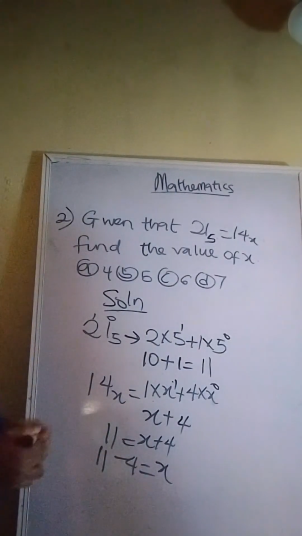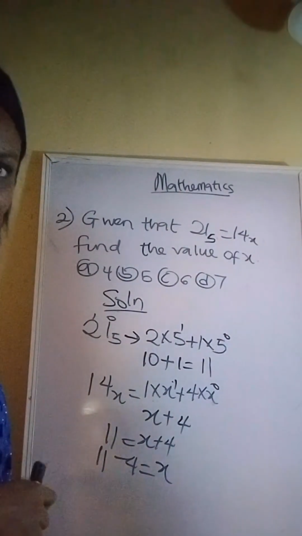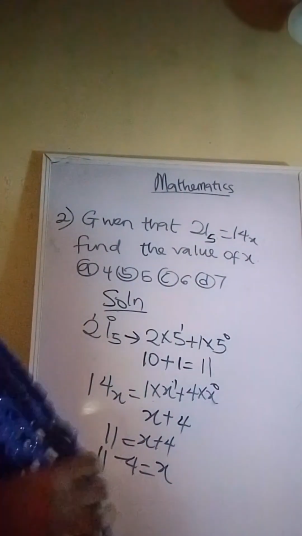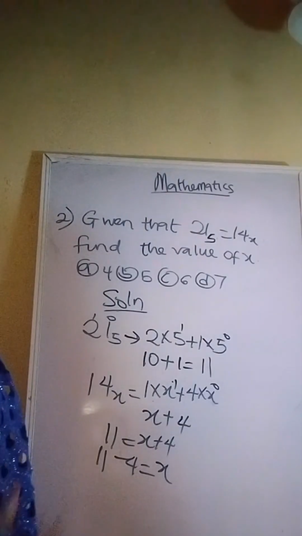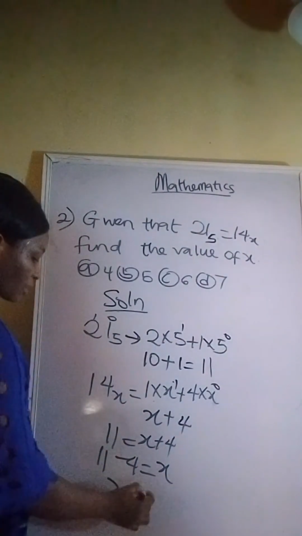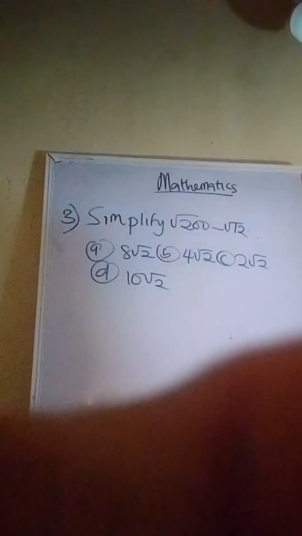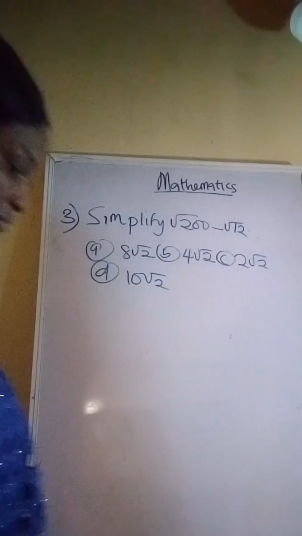Okay, someone is saying the answer is C for this question. Khalifa, is it C for this question? So 11 minus 4, definitely it is 7. So that will be 7 equals x. So our x is 7. Simple. Very simple question. Very, very simple.